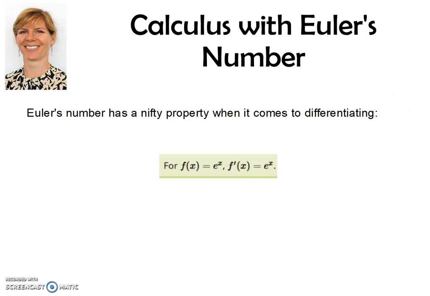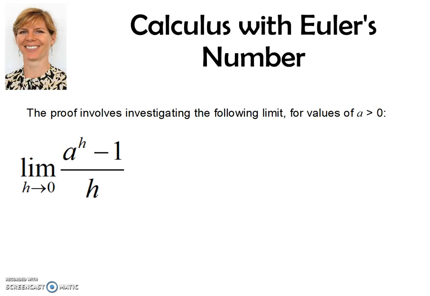So we'll have a quick look at how this comes about. The proof involves investigating this limit: the limit as h tends towards 0 of (a to the h minus 1) over h, where we're looking at values of a greater than 0. So you might be thinking, well, how on earth did we get to that? So let's have a look.